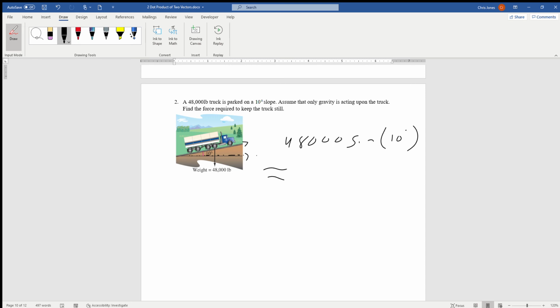Now I'm going to punch this in the calculator. Make sure you're in degree mode. And I wind up with 8335.11. And that's in pounds. So that would be the force necessary, which makes sense because it should take a lot less force compared to 48,000 because it's only a 10-degree incline. As that incline becomes steeper, then this number, 8,335, should become bigger.